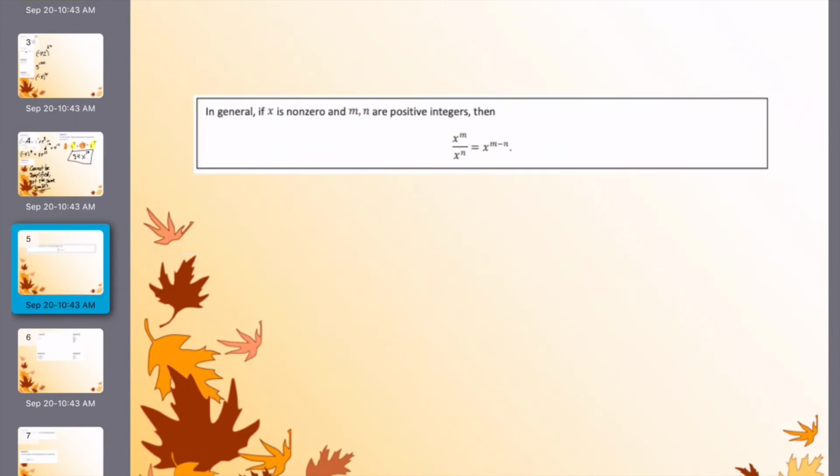So in general, if x is non-zero and m and n are positive integers, then essentially when I am dividing by the same base, I can subtract my exponents. So this is important to know. So let's put this into action. When I'm dividing by the same base, I am subtracting my exponents.